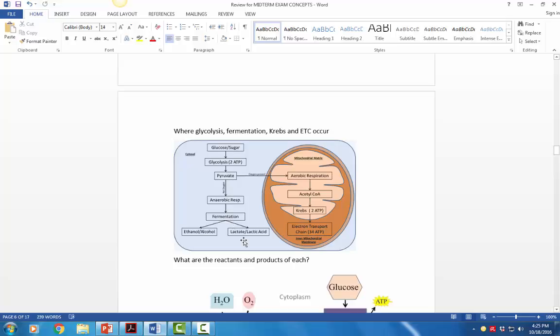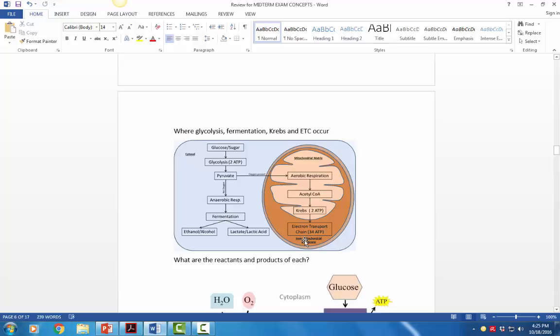If oxygen is present, recall that pyruvate enters the mitochondria and is converted to acetyl coenzyme A. Then it enters the Krebs cycle, where 2 ATP are produced, and then if there's still oxygen present, it enters the electron transport chain, where we can get up to 34 to 36 ATP produced. Remember that the fluid inside the mitochondria is called the mitochondrial matrix. That's where the Krebs cycle occurs. And the electron transport chain occurs in the membrane of the mitochondria called the cristae.